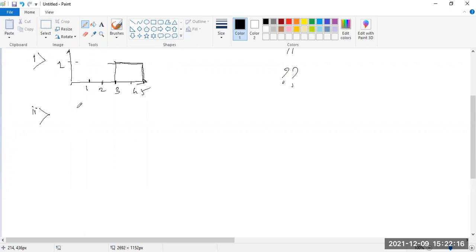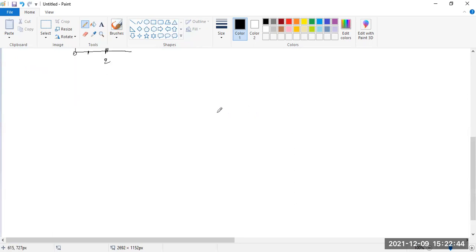Second question: 0, 1, 2, 1, 2, 3, 3, 0. If this type of input is given, then find out what the output will be, okay.